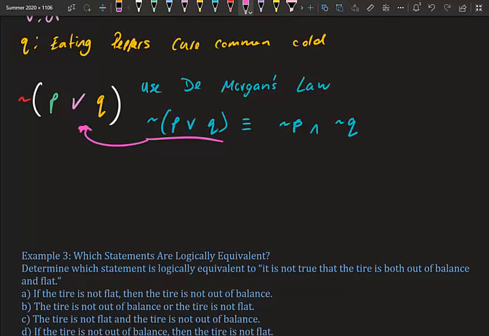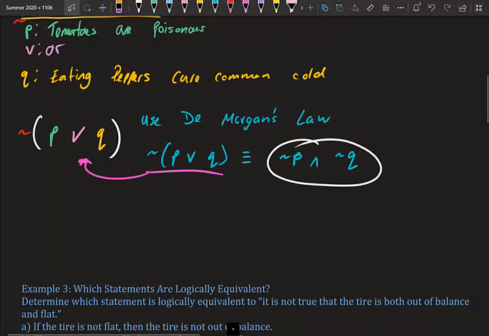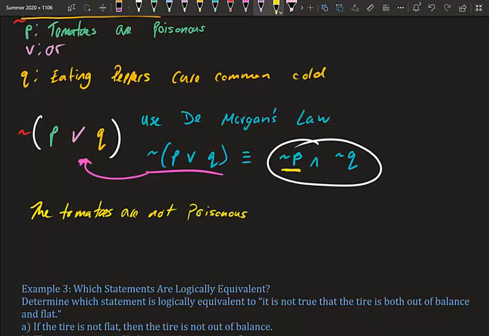What we need out of this is to create our sentence out of negation P and negation Q. That's why we wanted to write our P's and Q's out, because now we have to negate those P's and Q's. To negate P, we would say the tomatoes are not poisonous. We have our connective of and. Now we have to negate Q. To negate Q, we would say eating peppers does not cure the common cold.